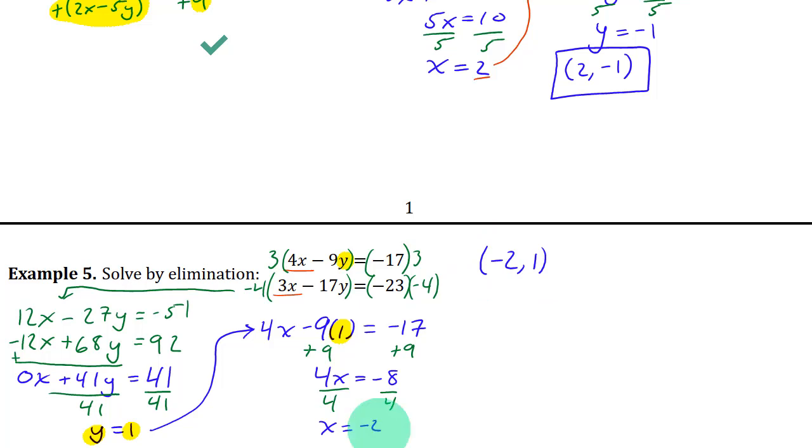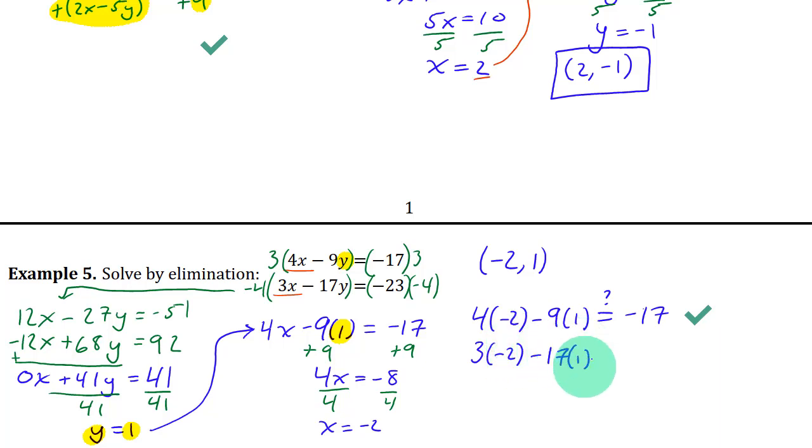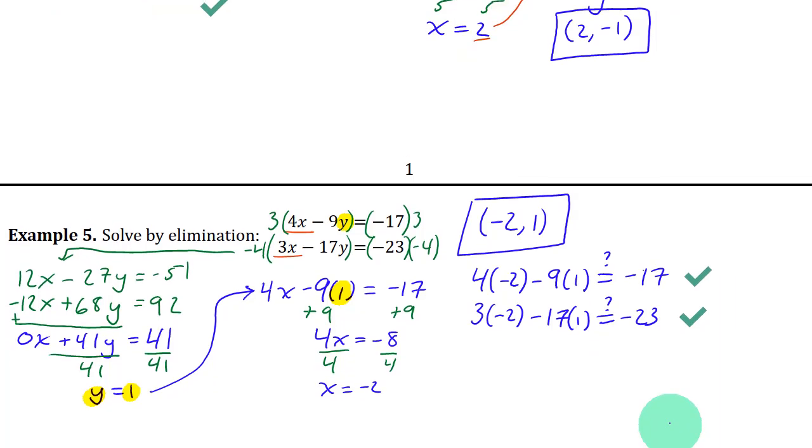So if we want to check that, it's a good idea. Let's do it. We're going to do 4 times negative 2 minus 9 times 1. Is that equal to negative 17? And if you work it out, you're going to get negative 8 minus 9. That one works. And then let's do 3 times negative 2 minus 17 times 1. Is that equal to negative 23? And that's going to give you negative 6 minus 17. That is negative 23. So that works. That is your solution.